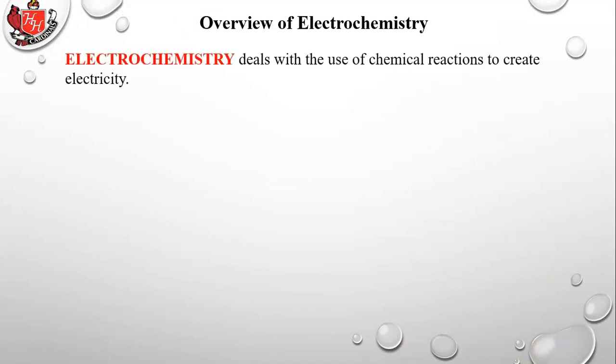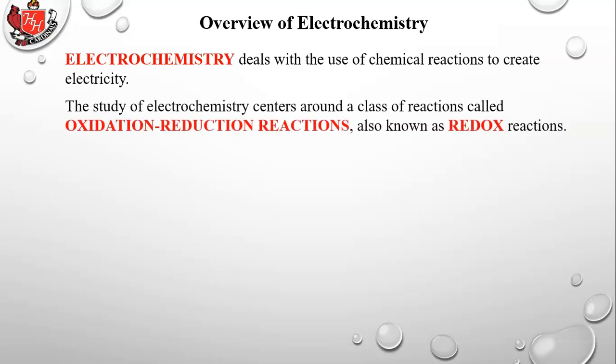Electrochemistry deals with the use of chemical reactions to create electricity. This is how batteries work, in other words. The study of electrochemistry centers around a class of reactions called oxidation reduction reactions, also known as redox reactions.